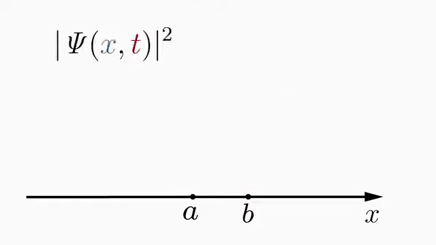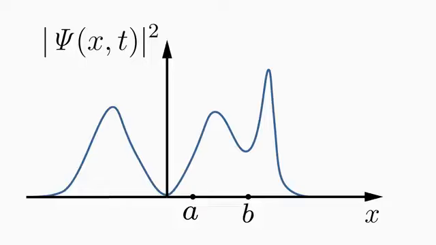If you plot the squared magnitude against x, you can read out two pieces of information from it. First, probability p is the area under the squared magnitude curve. Second, the most likely way to find the particle is to find it at the maxima, most unlikely at the minima.